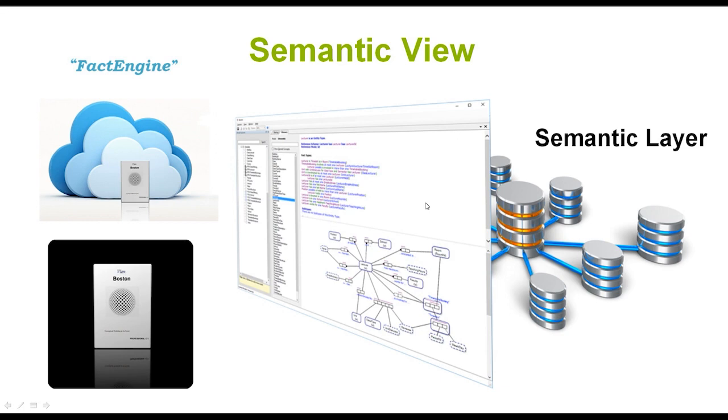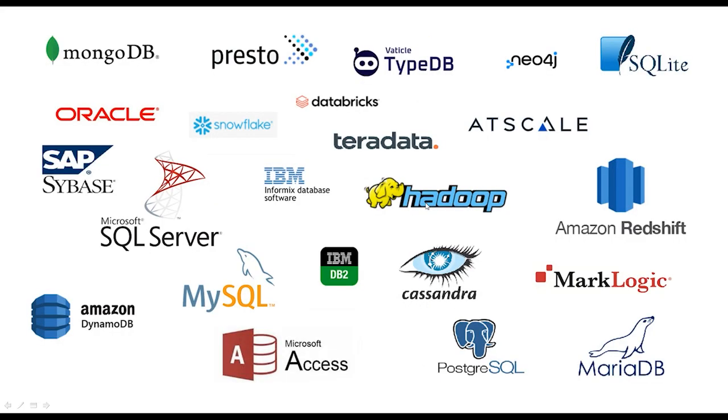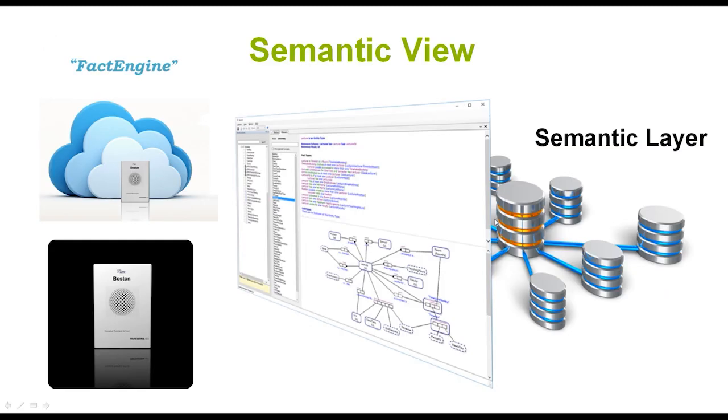Firstly though, we'll say that we work with any database that we can, and technologies that offer a semantic layer such as Presto or AtScale, for instance, or even Databricks. So whether you're working with Snowflake, Oracle, SQL Server, Hadoop, Amazon Redshift, Neo4j, TypeDB, we will work with any database we can to provide a semantic view over the top of your semantic layer to get the best benefit for your data consumers. So let's have a look at that from the data consumer's perspective.